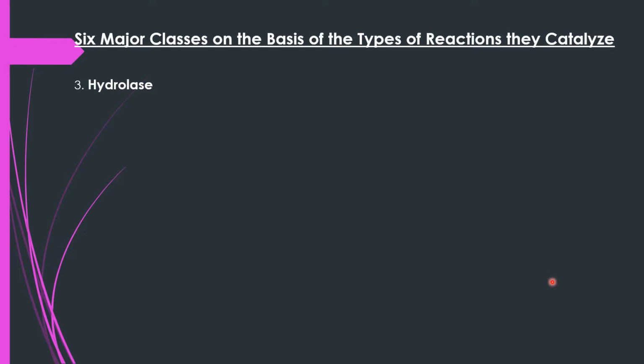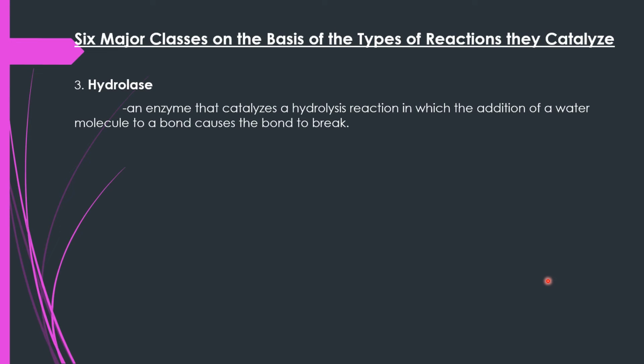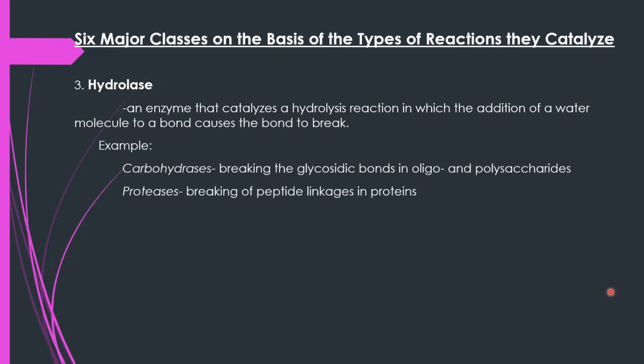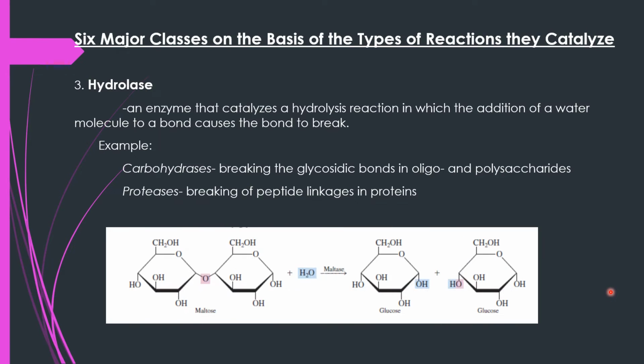Now we have the hydrolase. It is an enzyme that catalyzes a hydrolysis reaction in which the addition of water causes the bond to break. Okay? An example is the carbohydratase, which breaks the glycosidic bonds in oligosaccharides and polysaccharides. Then we also have the proteases, which break the peptide linkages in proteins. So this is an example of a hydrolase.